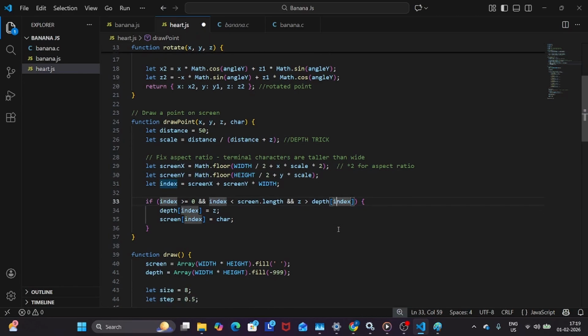Now, index. These are the indexes for arrays. Index is a position in a 1D array representing the screen. The screen is flat, 1D, but we think of it as a 2D grid. Okay, the screen is also flat, it is 1D, but we can think of it as a form of 2D. Multiply screen y with the number of columns in the current row, and add screen x.